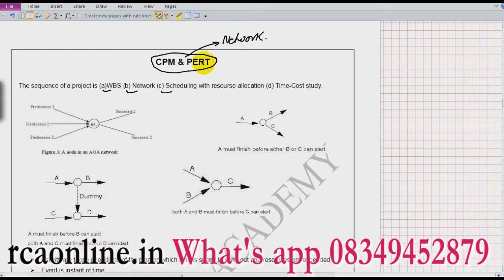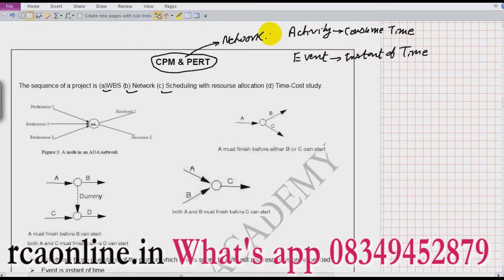Now, before starting this, we have to understand two terms. One is the activity and second is the event. The difference is, activity is anything which consumes time. Anything which consumes time is an activity. And event is an instant of time.